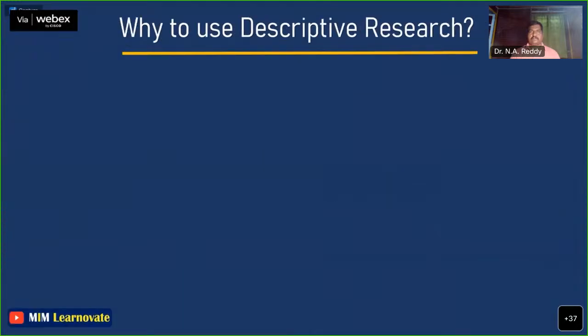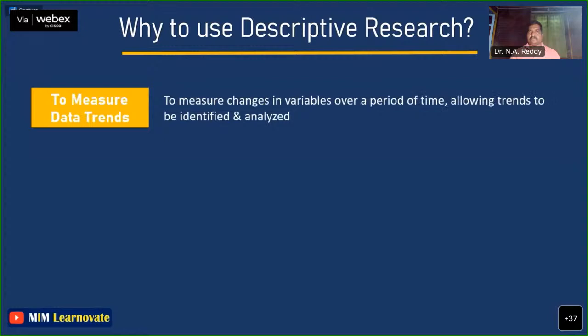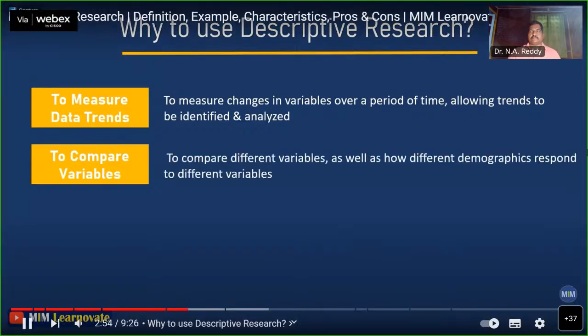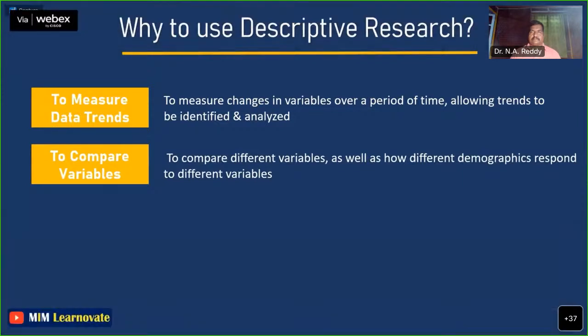Why use descriptive research? To measure data trends. The descriptive method of research can be used to measure changes in variables over a period of time, allowing trends to be identified and analyzed. To compare variables. Descriptive research can be used to compare different variables, as well as how different demographics respond to different variables.